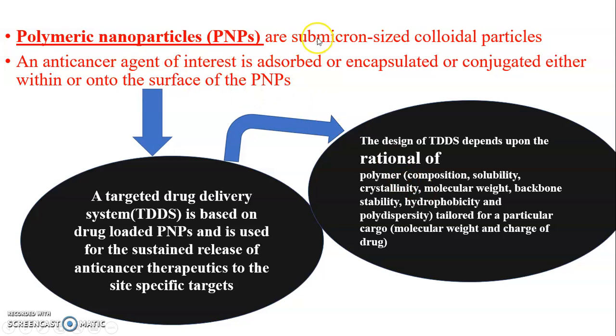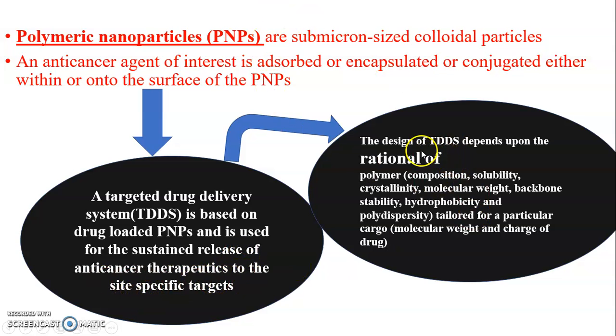Now, these polymeric nanoparticles are basically submicron sized colloidal particles, and an anti-cancer agent of interest is adsorbed or encapsulated or conjugated either within or onto the surface of the PNP. This targeted drug delivery system basically depends upon the drug loaded within the polymeric nanoparticles, and it is used for the sustained release of the anti-cancer therapeutics to the site-specific targets.